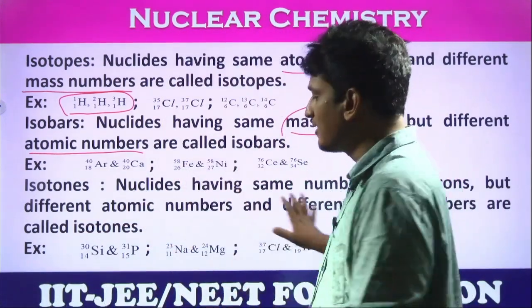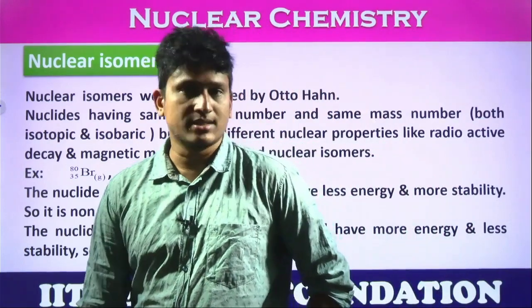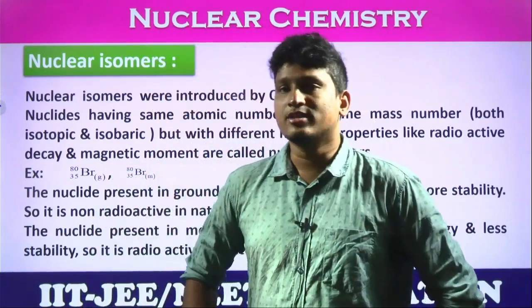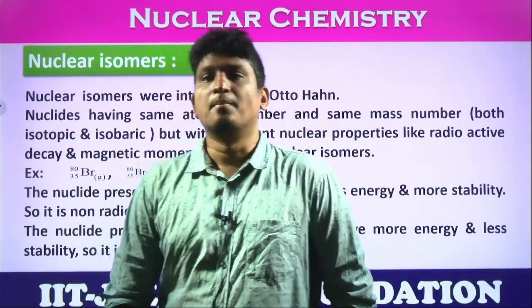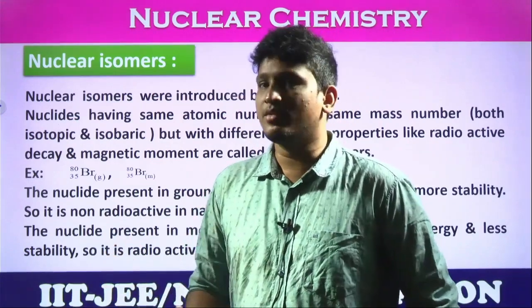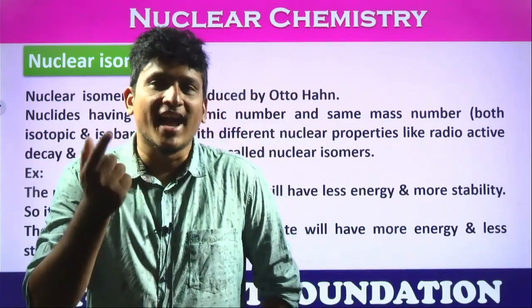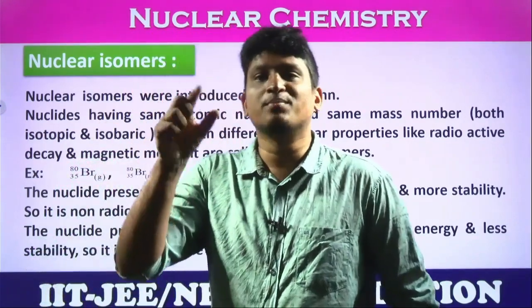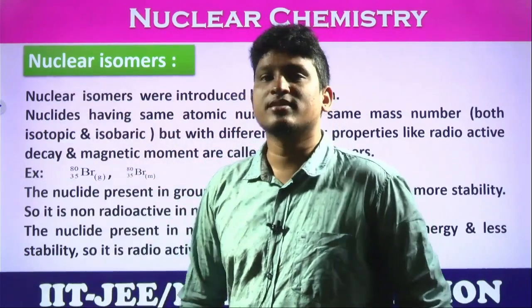Isotopes, isobars and isotones. Next, nuclear isomers. This is also one of the classifications, students. Nuclear isomers means this time the atomic number is the same, the mass number is also the same, neutrons are the same, everything is the same element only, but based on energy, it can show different properties. That classification is called nuclear isomers.